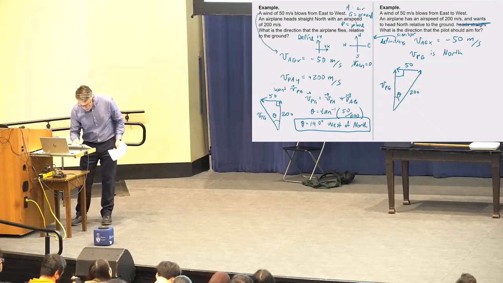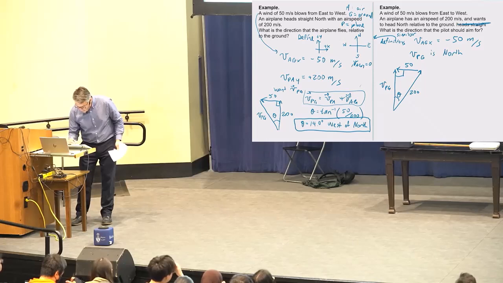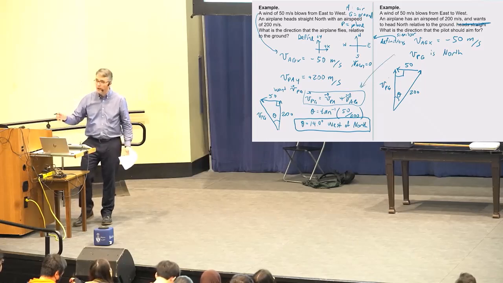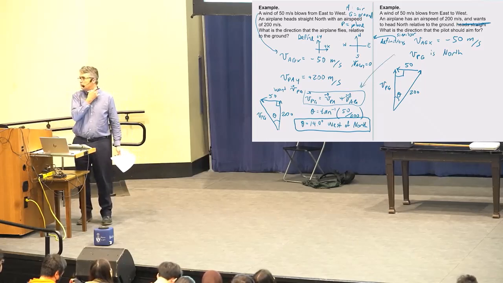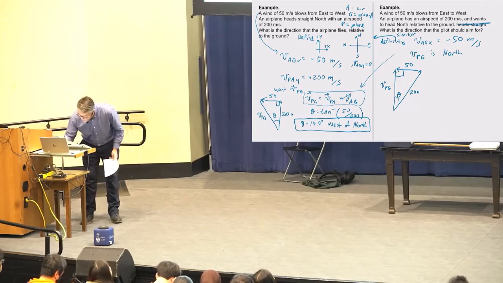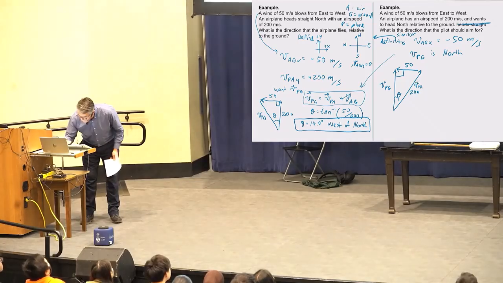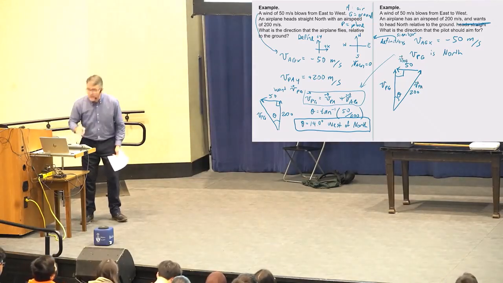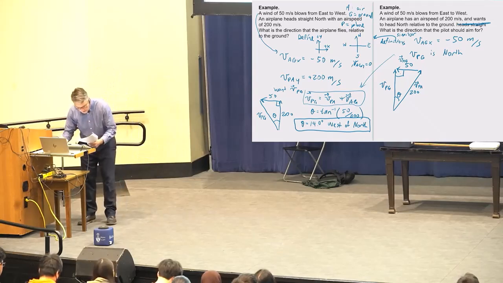So it's the same equation I'm using, but now I'm just setting it up this way. Remember, this is the velocity of the plane relative to the air. This is the velocity of the air relative to the ground. So they have to add up to be something north. And in this case, the thing I know now is the hypotenuse.